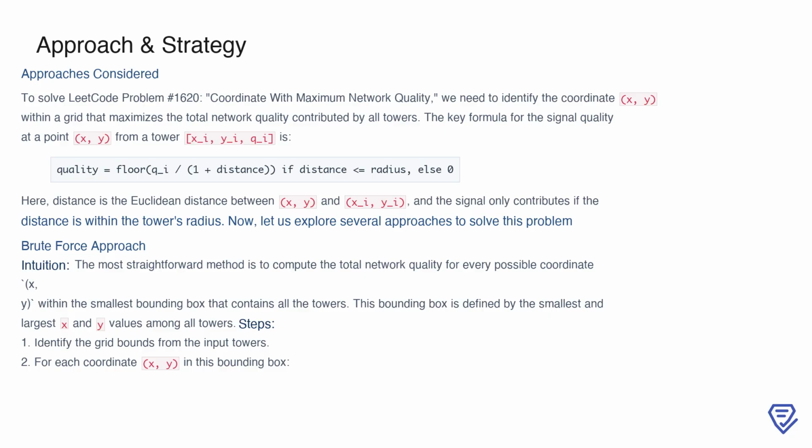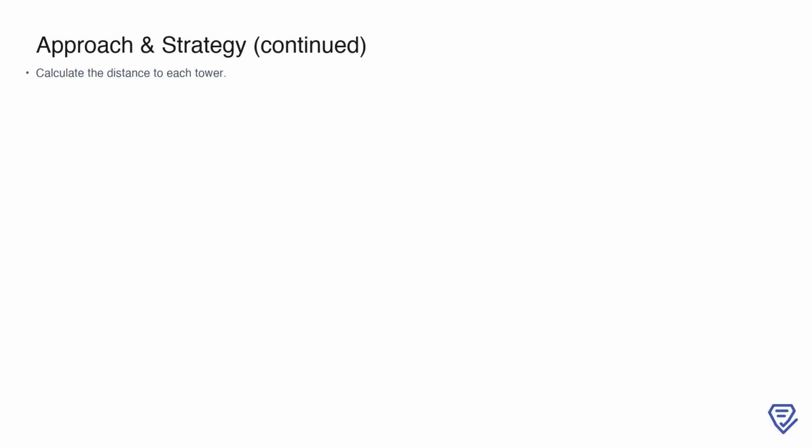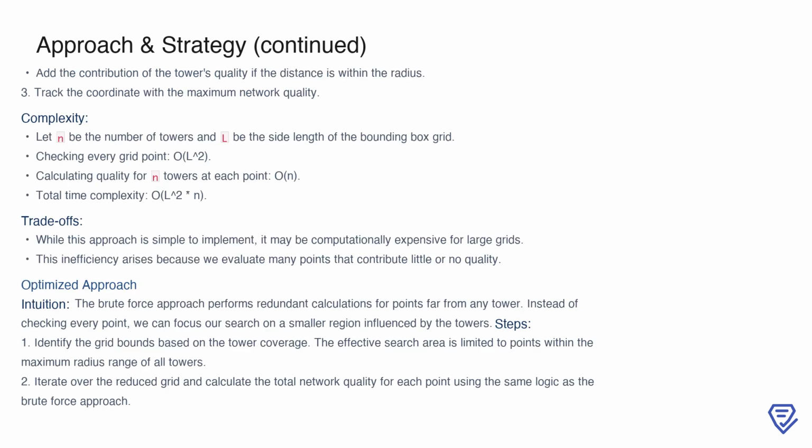For each point inside this grid, we calculate the contribution from every tower. This ensures we explore all possibilities to find the optimal coordinate, but as we'll see, this can be computationally expensive. In the brute force method, after calculating the contribution from each tower to a specific point, we keep track of the point that gives the highest total network quality.